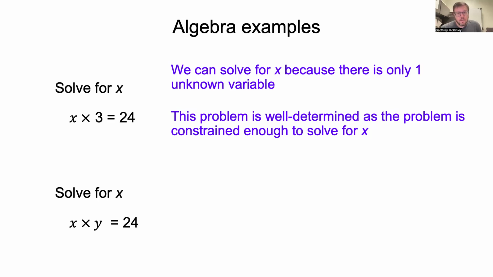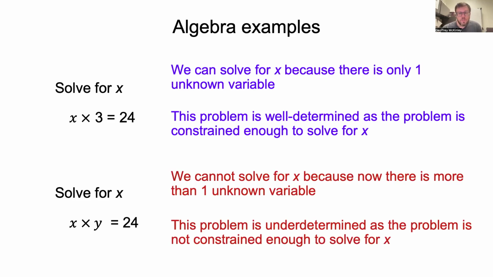However, this wouldn't be the case with the problem x times y = 24. This is because there are a number of x's and y's that, when you multiply them together, equal 24, right? It could be that x is 8 and y is 3, or y is 8 and x is 3. But it could also be that x is 4 and y is 6, or the reverse, right? x is 6 and y is 4. So in this case, we have two unknown variables, and as a result, we would say that this problem is underdetermined, or not constrained enough to solve for x. And so, as I said, many psychological problems are underdetermined.